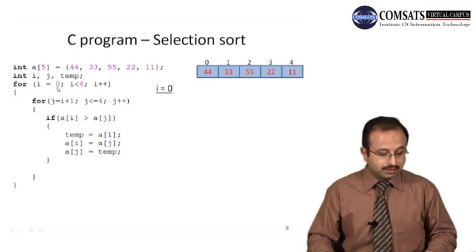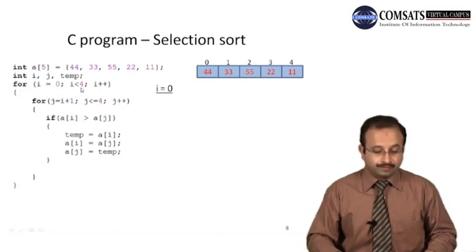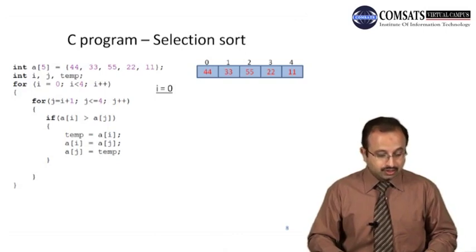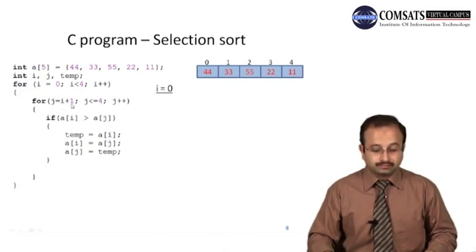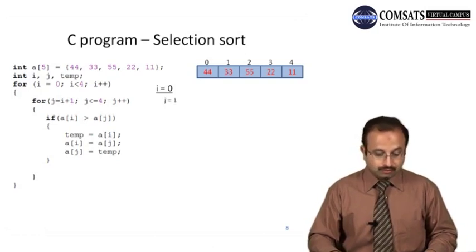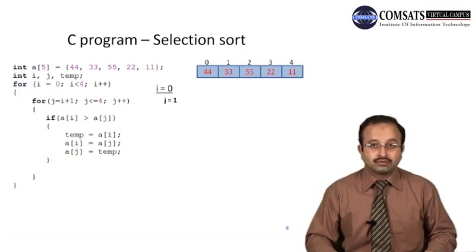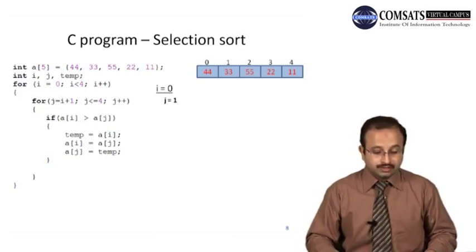So the value of I is 0 and the condition is I less than or equal to 4. The condition is true, so it comes inside the loop. The next statement is again the for loop, where you are initializing j with I plus 1. That means the value of j is 1. Now you are checking the condition: 1 is less than or equal to 4. The condition is true.